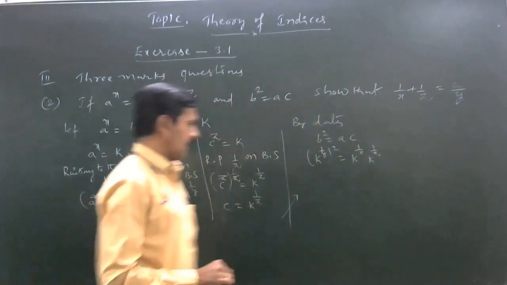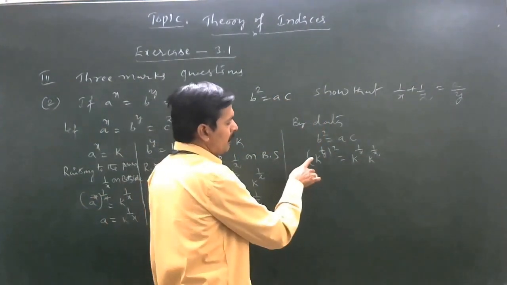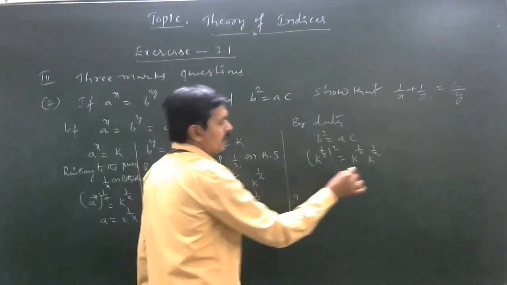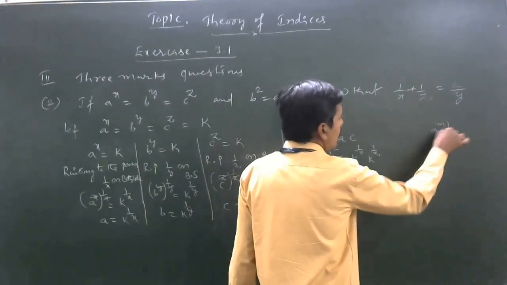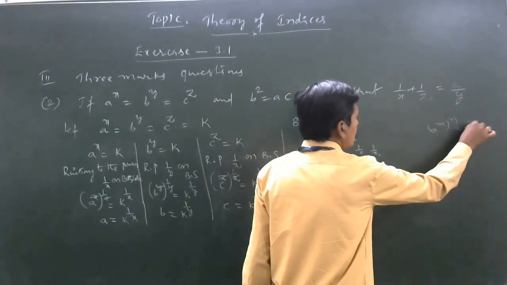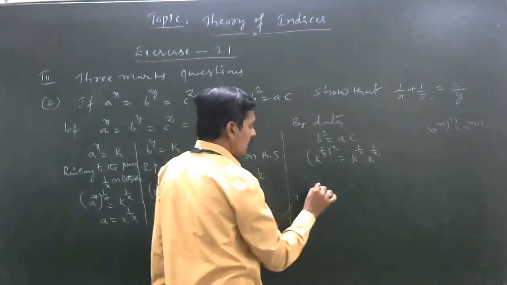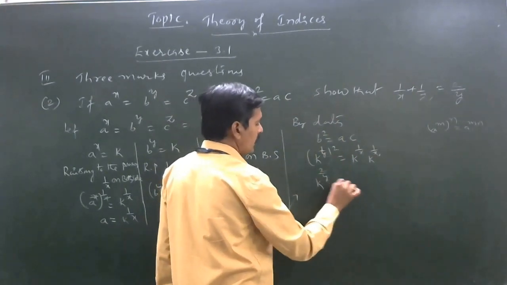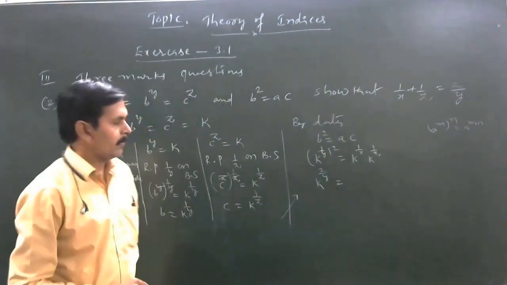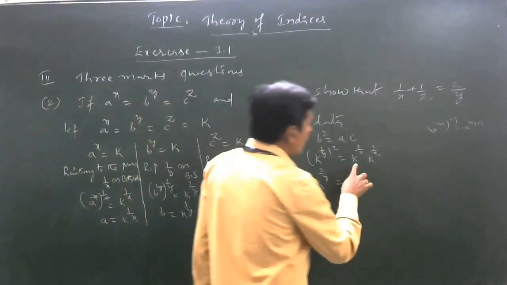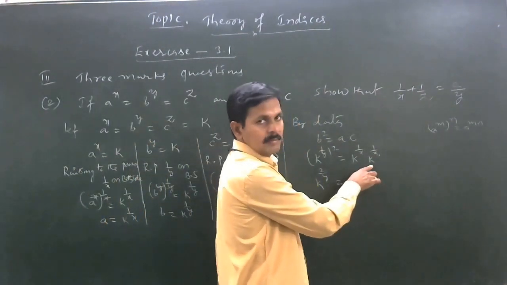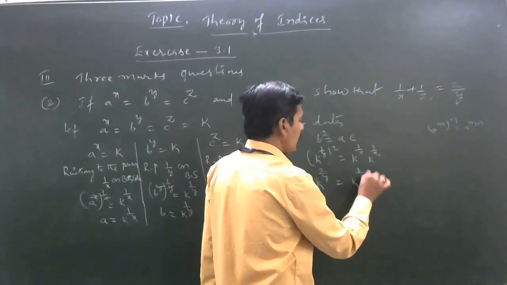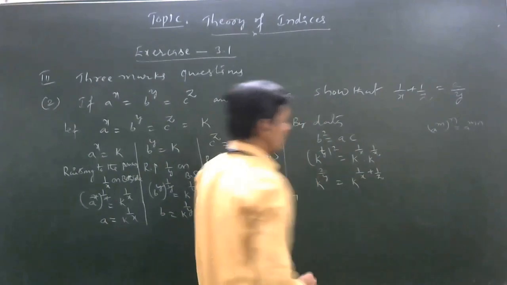Here, applying the basic law of indices, (a power m) whole power n. What is (a power m) whole power n? It is a to the power of m into n. Here k power 1 by y into 2 is 2 divided by y. Next, here the bases are equal. Bases being equal means the powers should be added. Here k power 1 by x plus 1 by z.